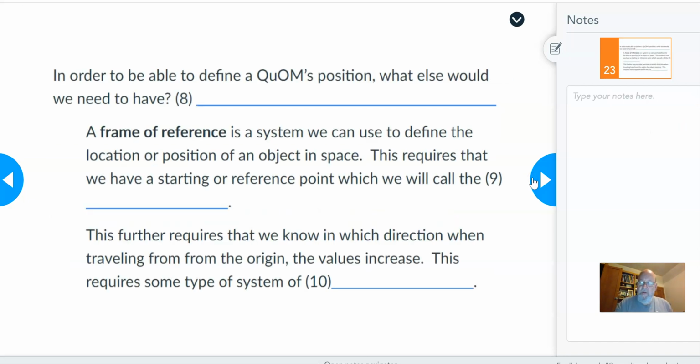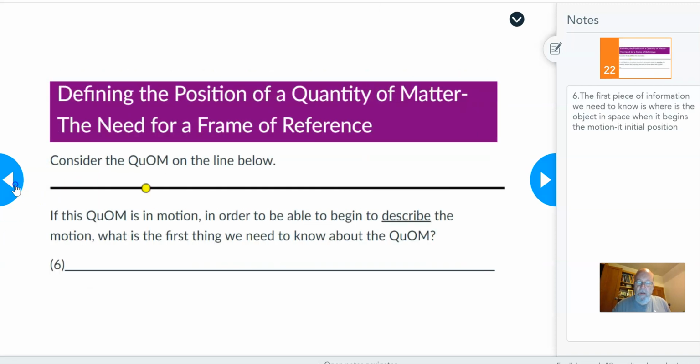So in order to be able to define, whoops, did I miss something? Go back here. Okay, so I left out, I apologize for this, I left out blank 7 in order to be able to define its position. Or I'm sorry, in physics, the place that a quantity of matter is in space is called its position. Okay, so for some reason I left that sentence out. In physics, the place that a quantity of matter is in space is called its position.